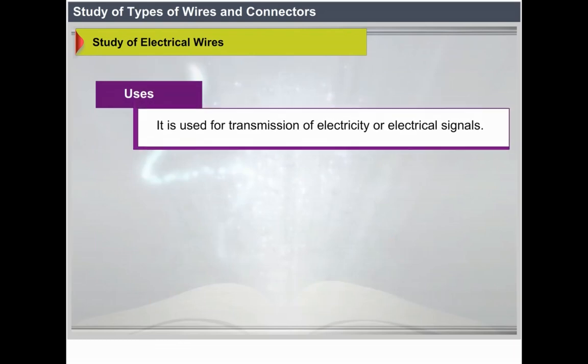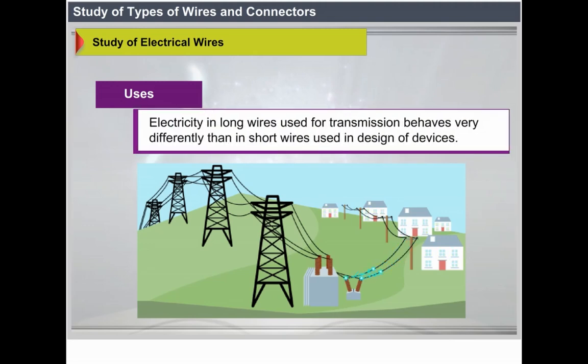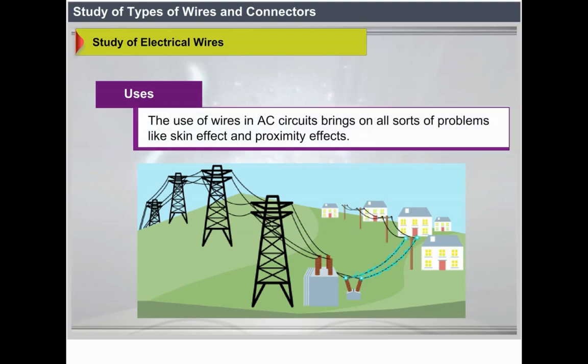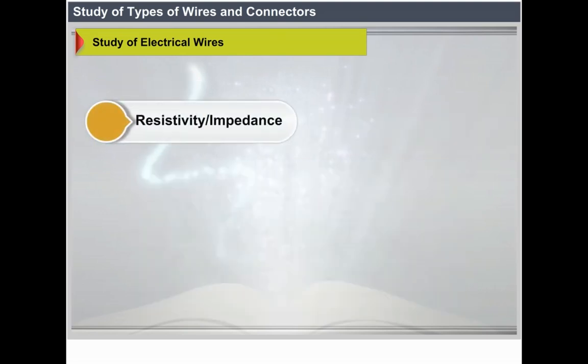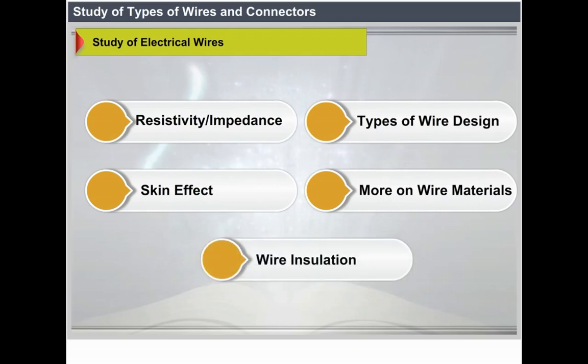Uses. It is used for transmission of electricity or electrical signals. Electricity in long wires used in transmission behaves very differently than in short wires used in the design of devices. The use of wires in AC circuits brings on all sorts of problems like skin effect and proximity effects, resistivity or impedance, types of wire design, more on wire materials, wire insulation.